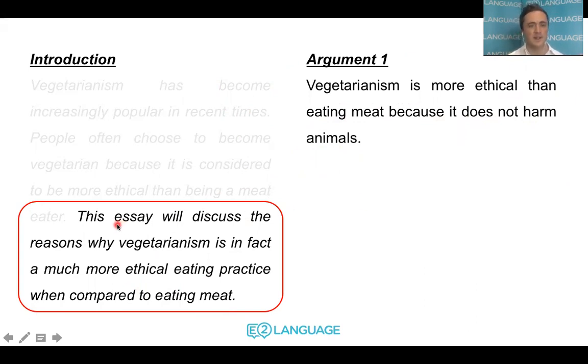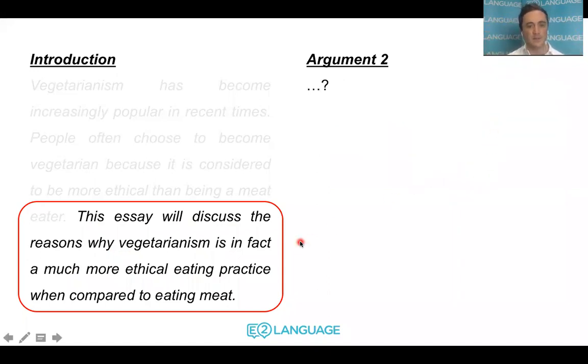Okay. Now, what did I write in my introduction? The third sentence said, this essay will discuss the reasons why vegetarianism is in fact a much more ethical eating practice. Vegetarianism is more ethical than eating meat because it does not harm animals. You can see that the introduction has led to the first sentence of the paragraph beautifully. Right, what's another argument?